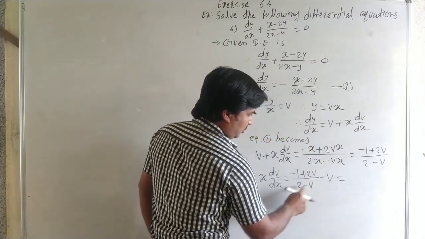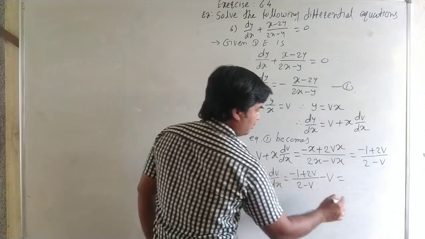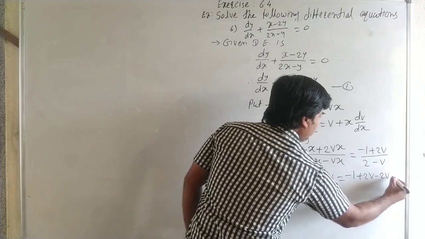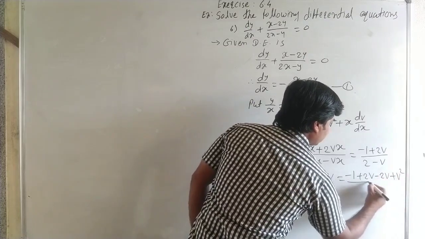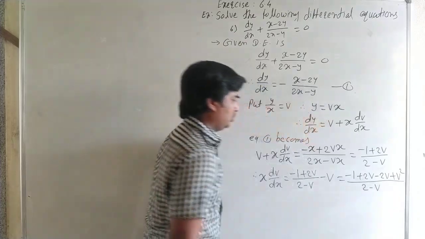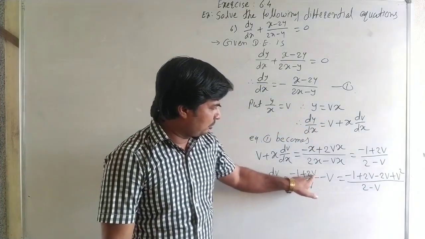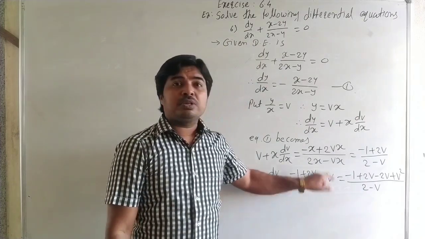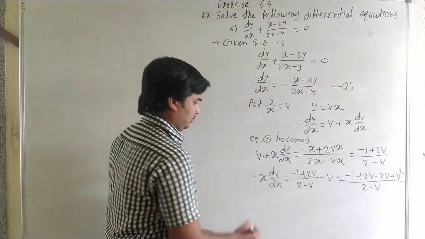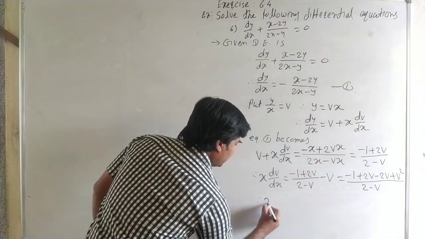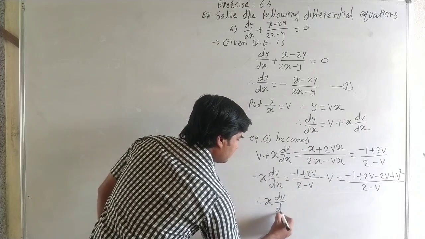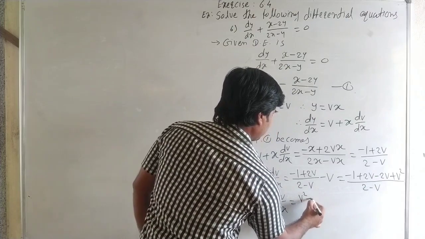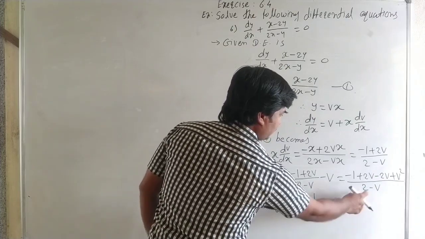Then take the calculation, 2 into this minus v, minus 2v and plus v square. Therefore it is minus 1 plus 2v minus 2v and plus v square upon 2 minus v. See carefully, this minus 1 plus 2v, it is minus 2v and plus v square and upon 2 minus v. Now it is x dv by dx is equal to, here 2v gets cancelled, we get v square minus 1 upon 2 minus v.